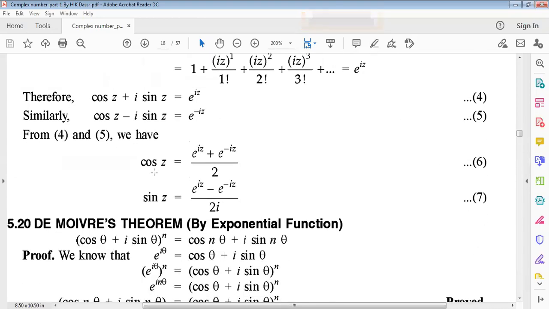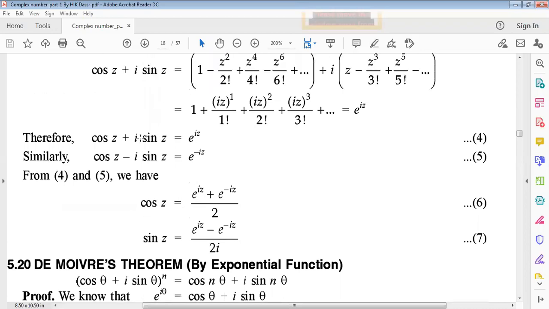Just from equations 4 and 5, we can write cos z. Adding them, 2 cos z equals this plus this. So cos z equals this plus this divided by 2. Similarly, sin z equals e to the power iz minus e to the power minus iz divided by 2i. Remember it. We have to use these two formulas everywhere in complex numbers. So cos z equals e to the power iz plus e to the power minus iz divided by 2, and sin z equals e to the power iz minus e to the power minus iz divided by 2i.